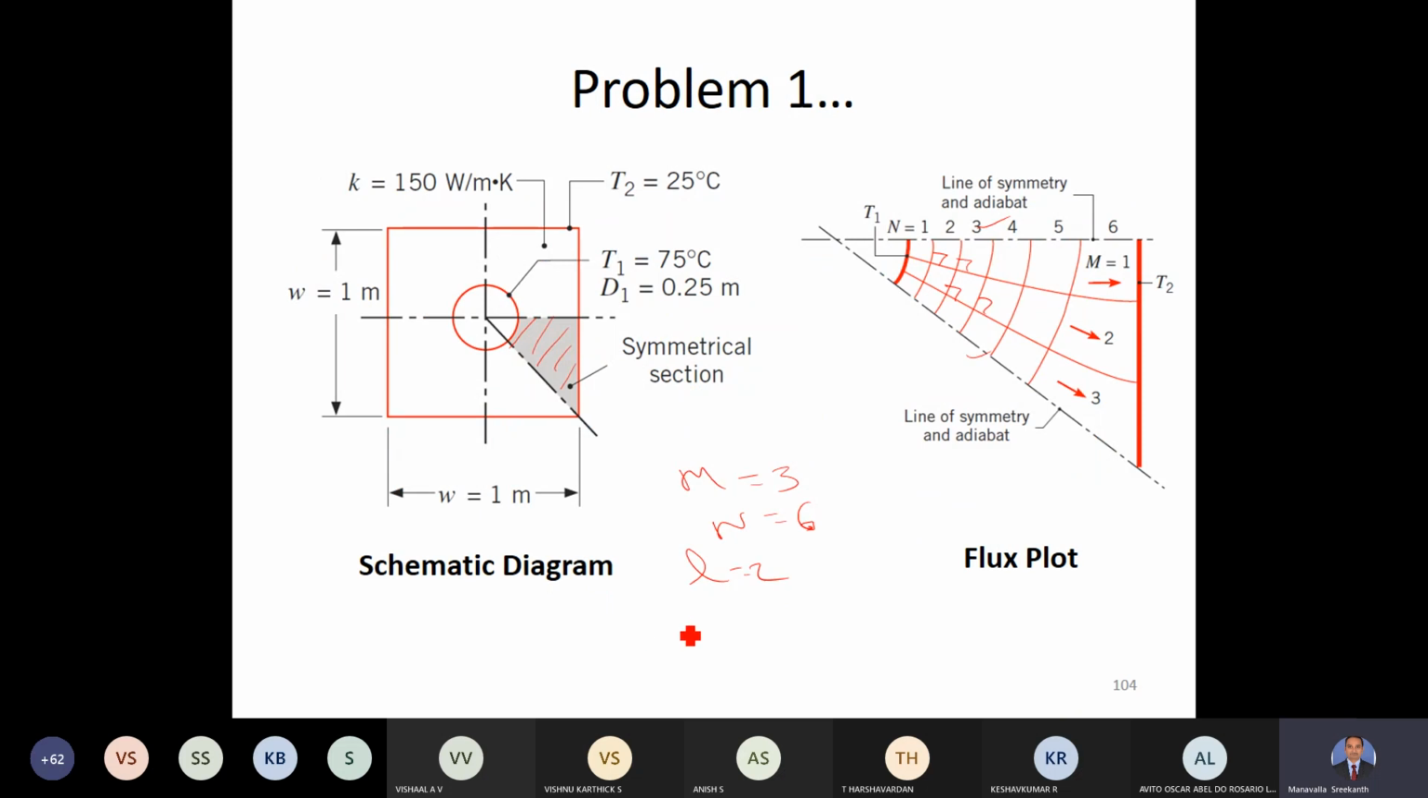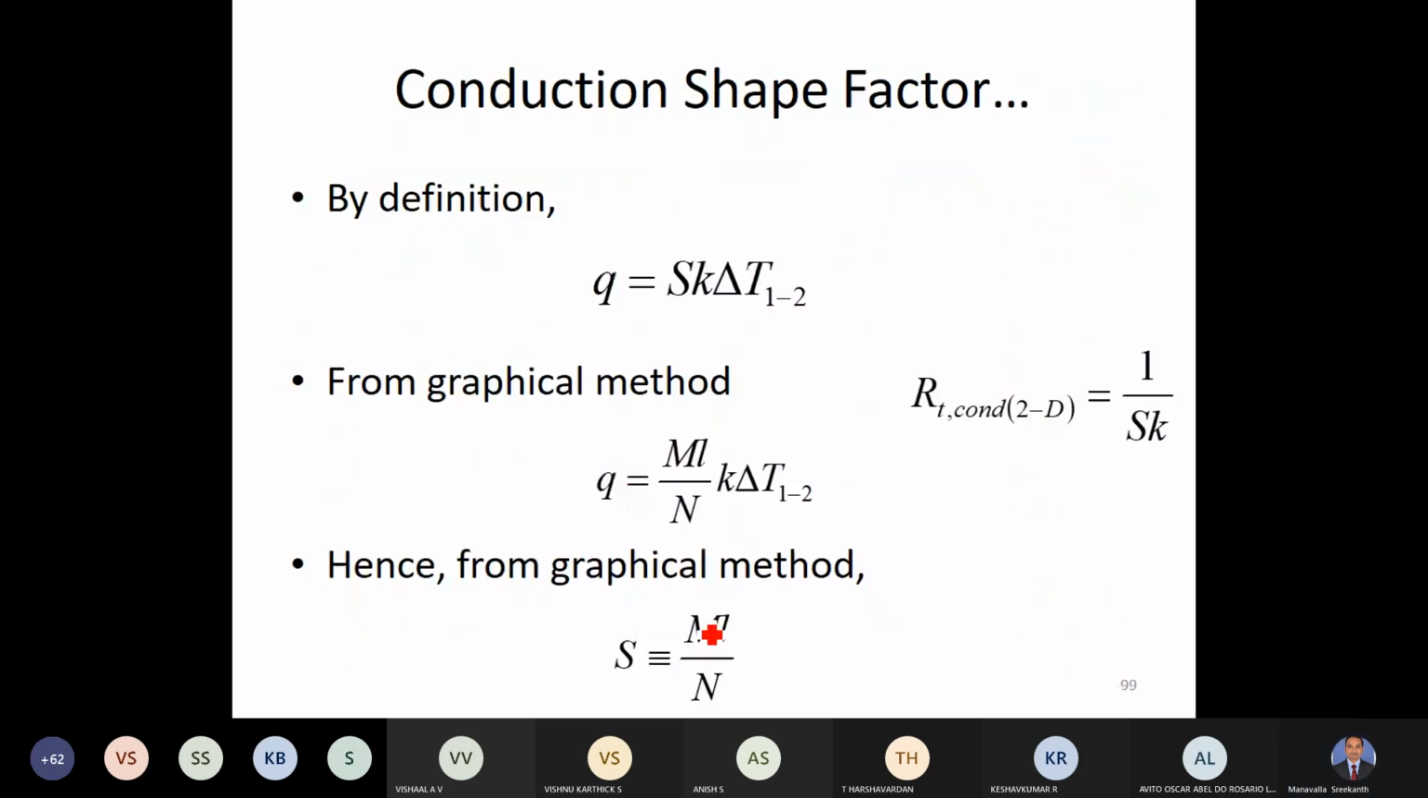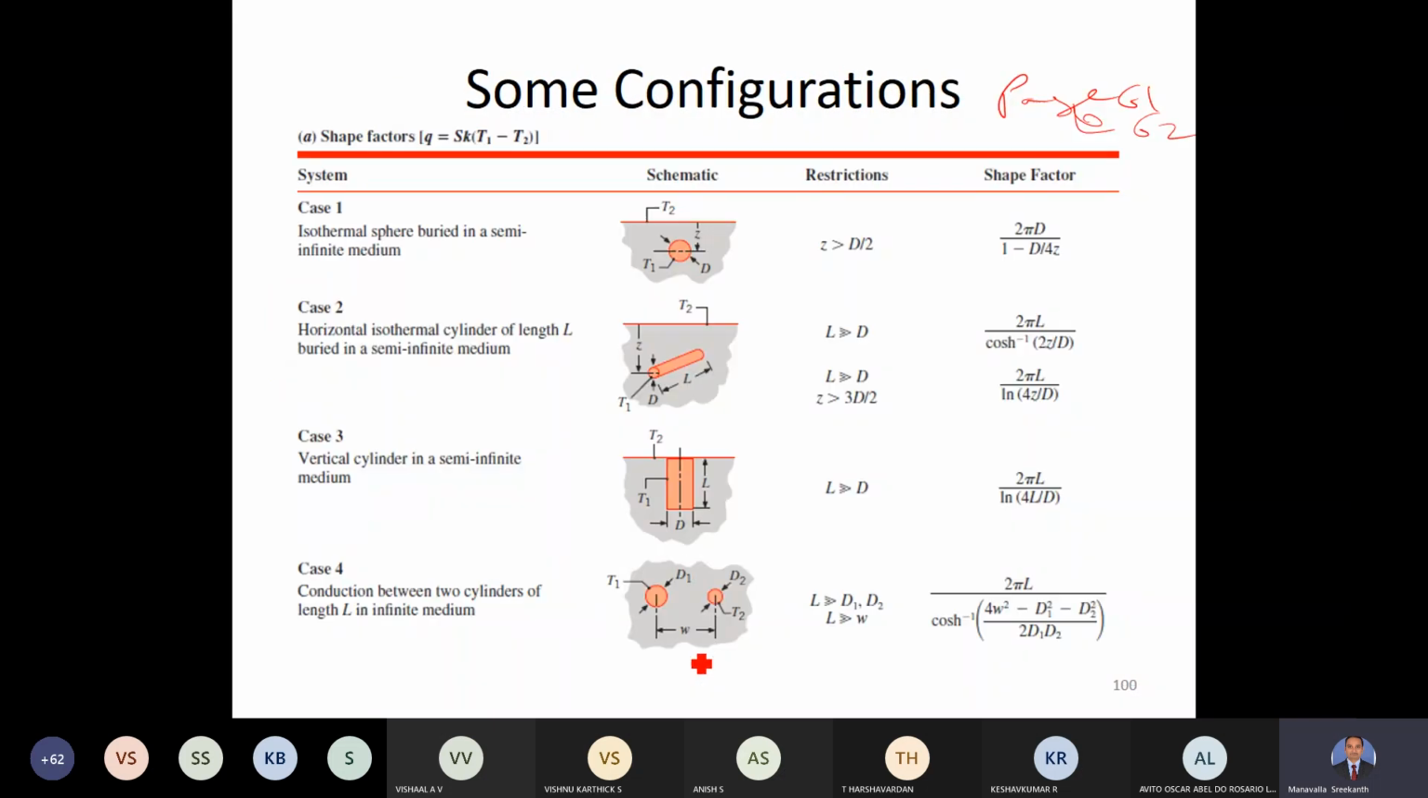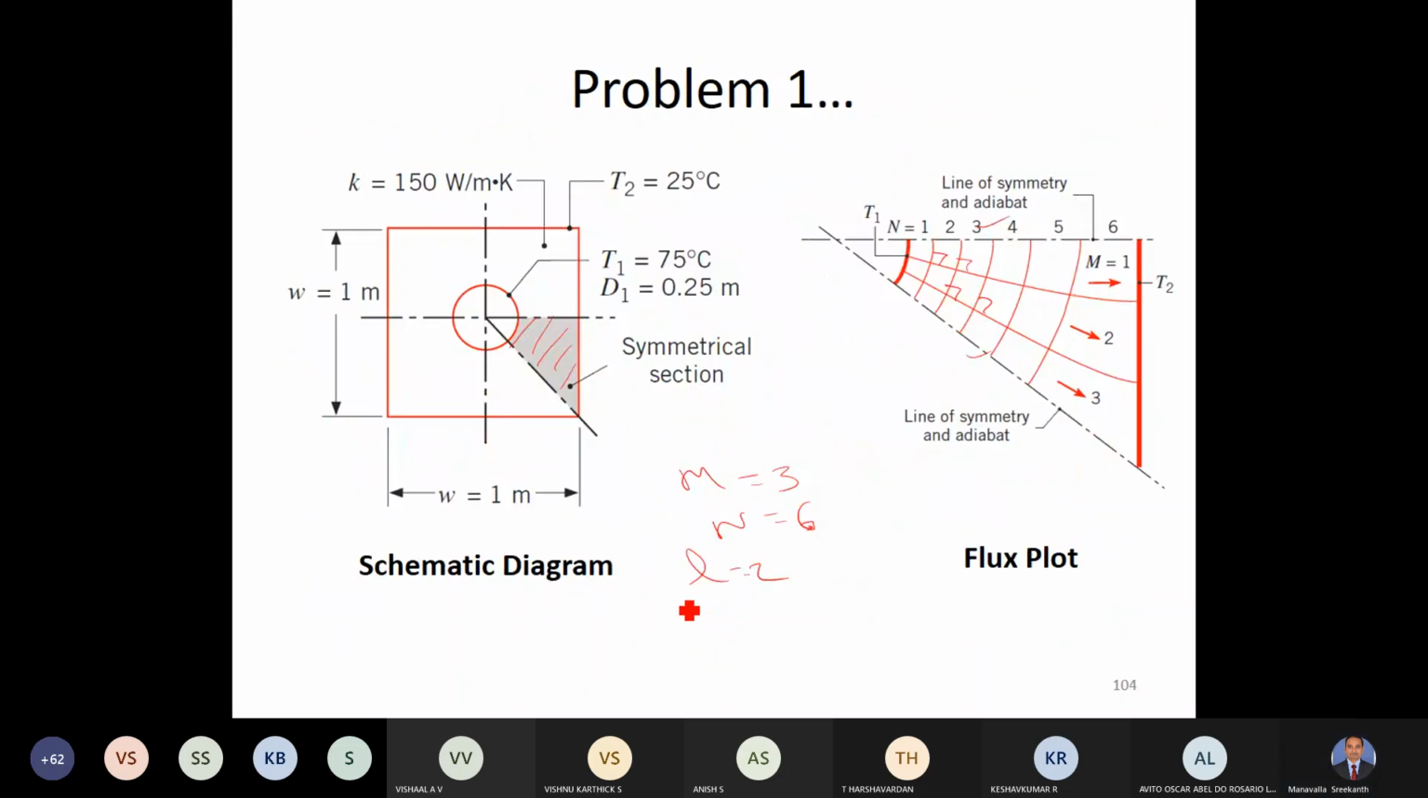Therefore, the shape factor is S is equal to ML by N, which is M is 3, L is 2, by N is 6. So this is the shape factor for one segment, but there are 8 such segments. So the total shape factor is 1 multiplied by 8, which is equal to 8. So that's the shape factor for this particular geometry.